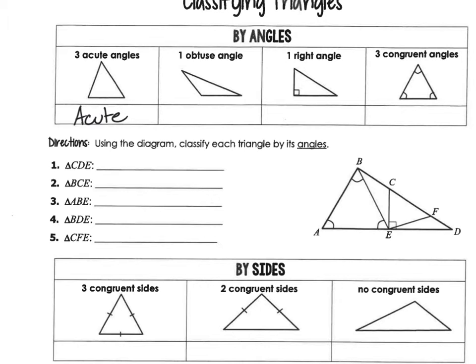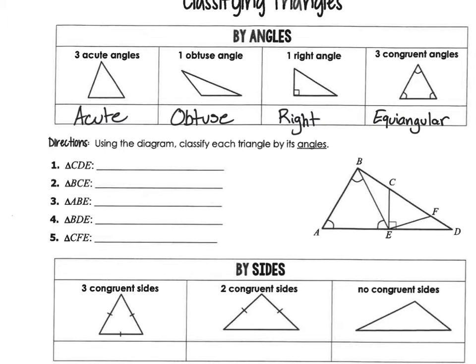1 obtuse angle. If it's obtuse, it'd be an obtuse triangle. If it has a right angle, it's going to be a right triangle. If it has 3 congruent angles, it'll be equal angular. So this is saying if it has 3 congruent angles, then the name of the triangle is equal angular. That's hard to say. Not equilateral, because equilateral talks about the sides. We're talking about the angles.